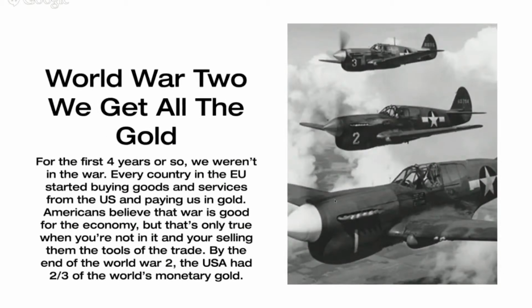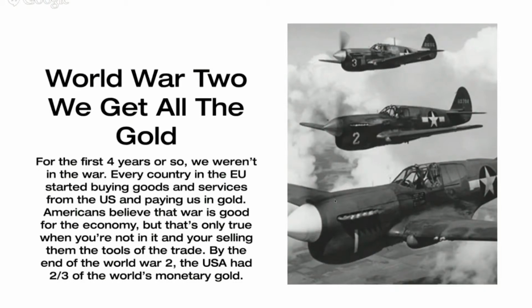And then World War II happens, right? For the first 4 years or so, the United States wasn't in that war, which is very, very important, right? Because every country in the EU started buying goods and services from the United States because all their factories and all their goods were going towards the war. They had to get stuff from us. So they were buying stuff from us and paying us in gold.